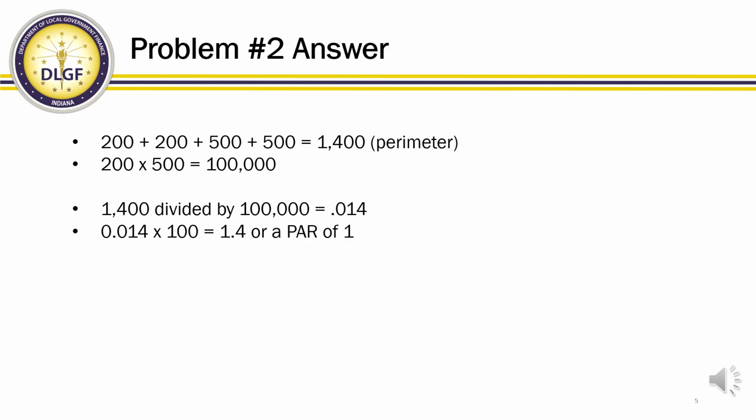The first thing that we needed to do was add all four sides together to get our perimeter. So we took 200 plus 200 plus 500 plus 500, and we got a total perimeter of 1,400. Next, we needed to calculate our area, or our total square foot. So we needed to take our 200 times 500, and we got an area of 100,000. Now we need to take our perimeter divided by our area. So we're going to take our 1,400 divided by our 100,000, and that's going to give us 0.014. We're going to multiply that by 100, and we're going to get 1.4, or we're going to round this to a PAR of 1.